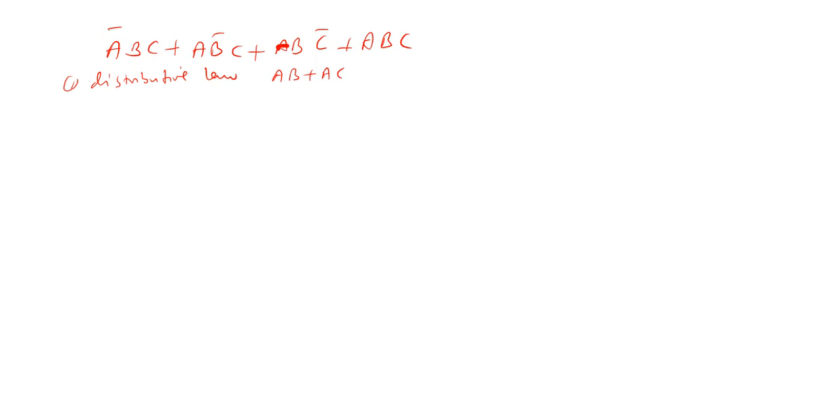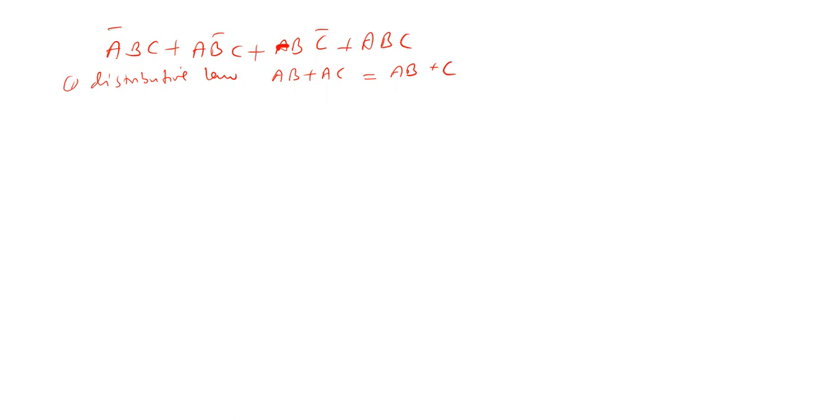So we have not a, bc, or a not bc, or a and b not c, and we have a and b and c. Now with that expression, let's use the distributive law. Distributive law means AB plus AC, for example, will give us A times B plus C.